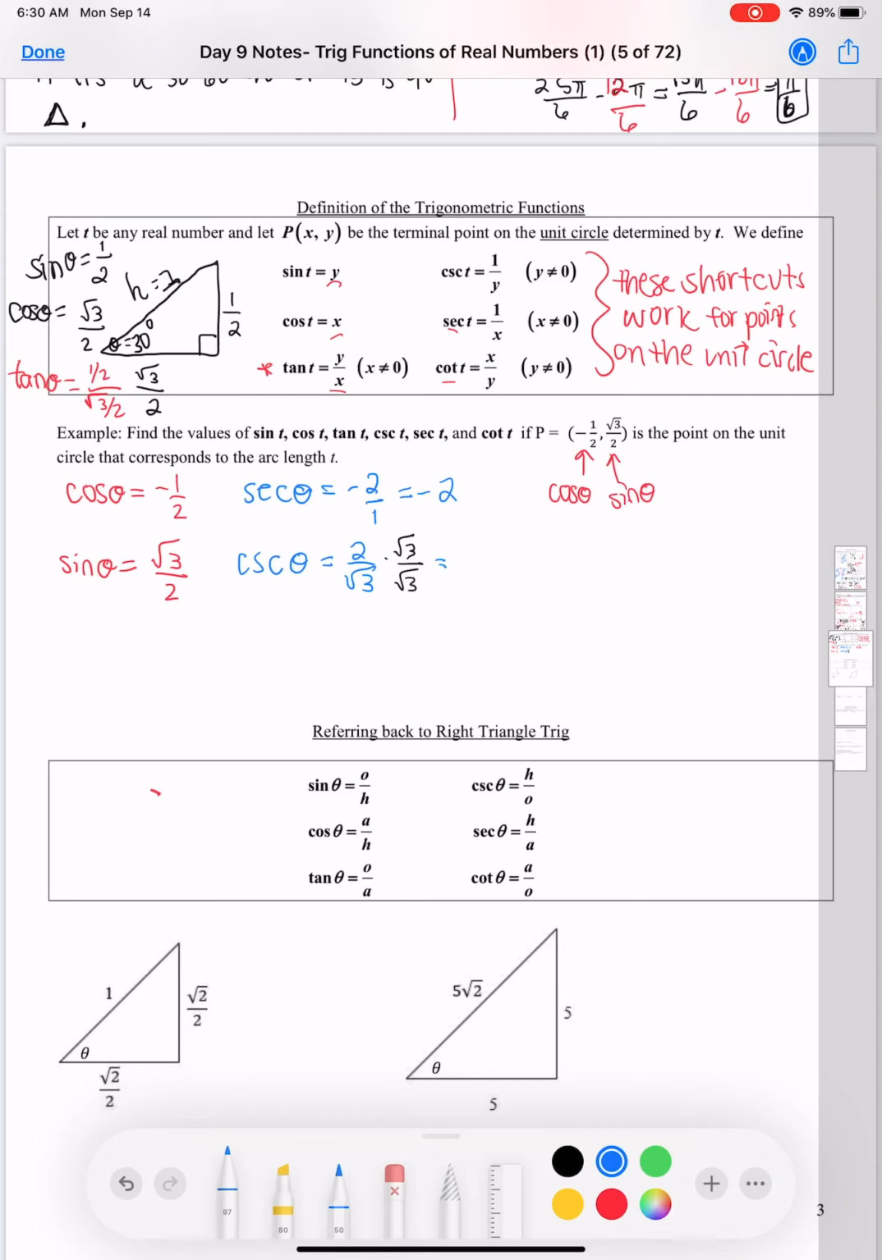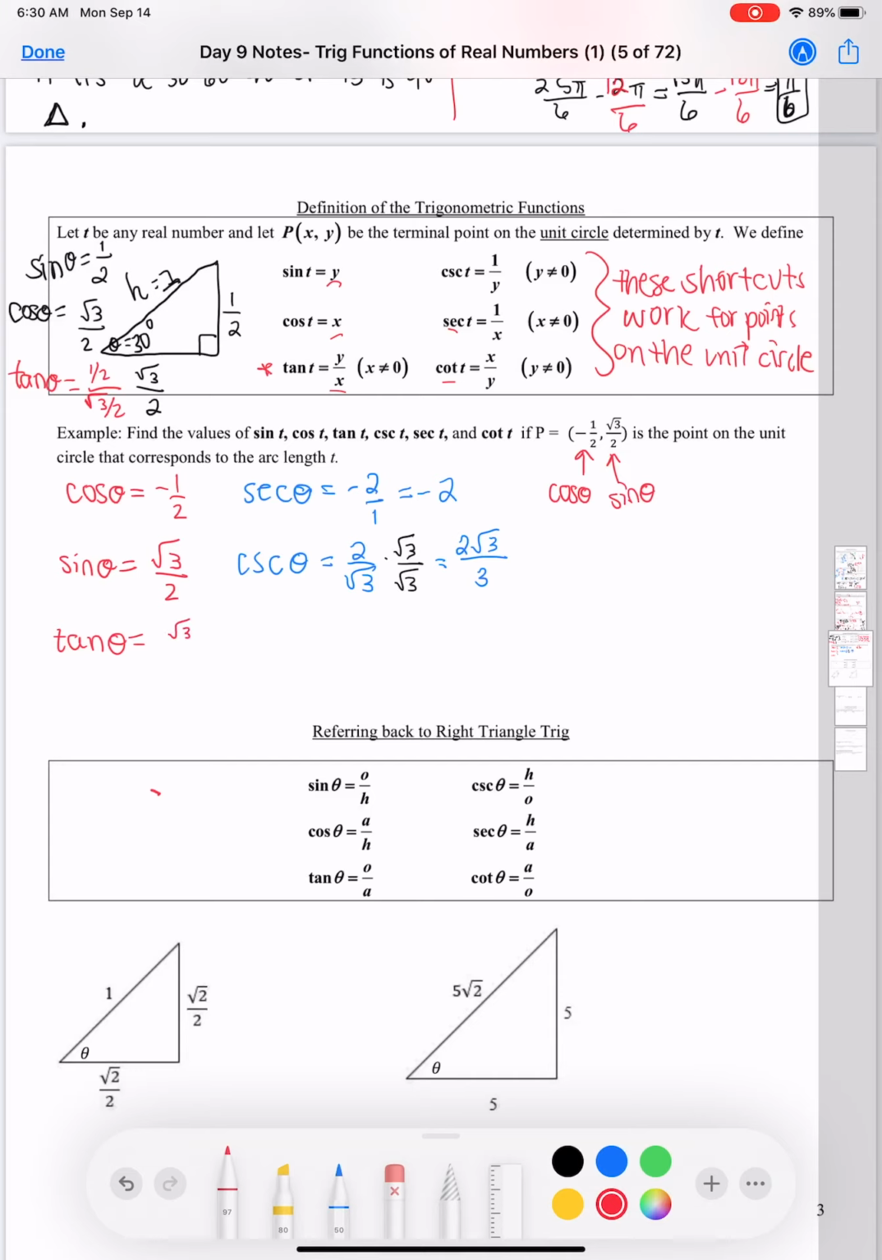So on the top, just multiply straight across on top and bottom. 2 times √3, can't simplify that at all. √3 times √3 will just be 3 then. Okay, so there's our answer for cosecant. And then lastly, tangent. Remember that is sine over cosine, or in other words, y over x.